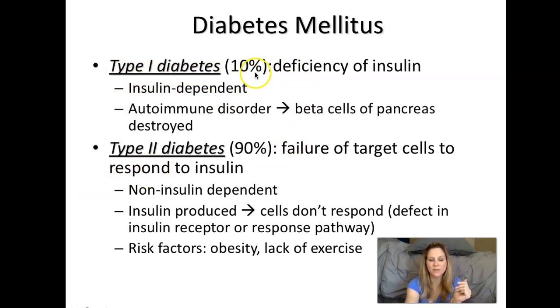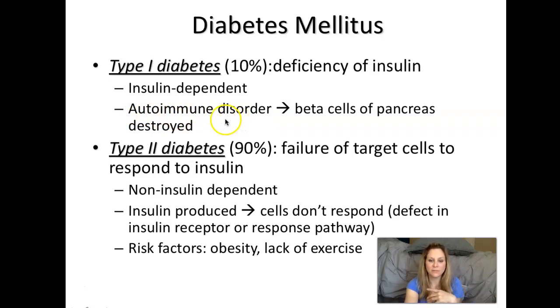Type 1 diabetes is only going to incorporate about 10% of the people that have diabetes. This is also known as juvenile onset diabetes. And what's going to happen is that this person is going to have an autoimmune disorder. Autoimmune. What does that mean? Does anyone remember what that means? Autoimmune means the immune system is going to attack self.